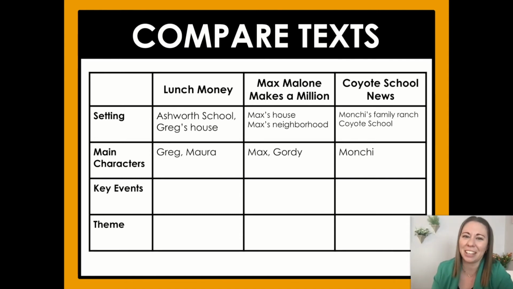Monchi. Monchi's really the main character in Coyote School News. So in this case, all of our main characters are obviously different because they are in different stories. Now let's think about some of the key events.